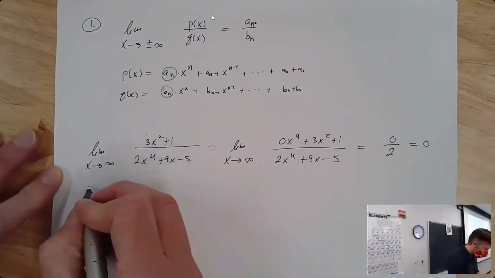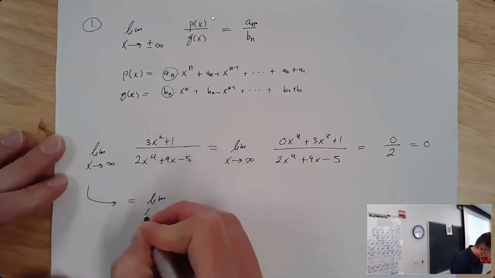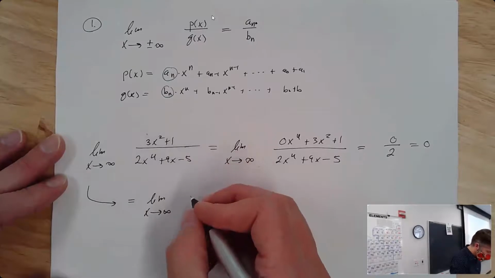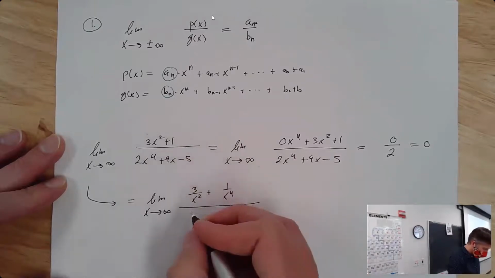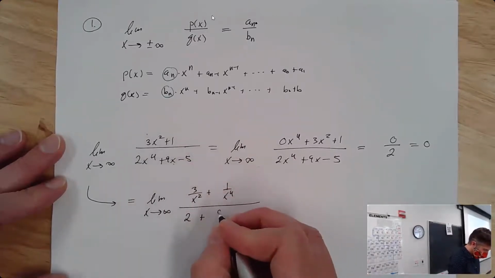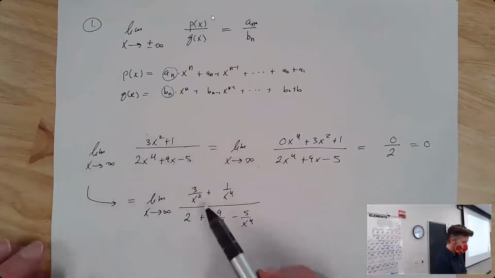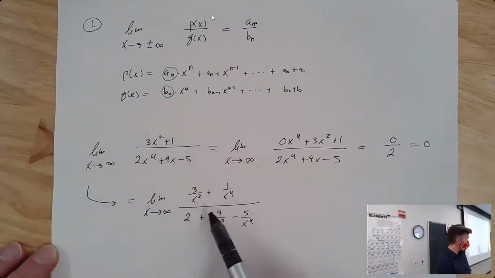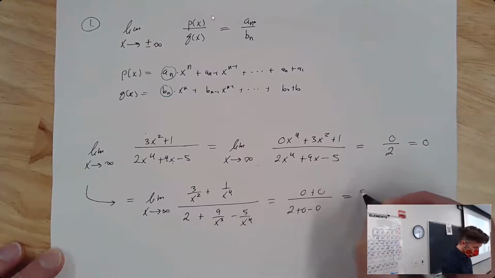So the work I would do to show what this limit is equal to is I would divide everything by x to what power? Right, the highest power of x in the denominator. So I'm going to rewrite this, I'm going to do the work right this time. 3x squared over x to the fourth is 3 divided by x squared. 1 over x to the fourth. And in the denominator, 2x to the fourth over x to the fourth is 2. 9x over x to the fourth is 9 divided by x cubed, minus 5 over x to the fourth. And just like every other time, when things are divided by x to a power and x is getting large, they're going to 0. So this is going to equal 0 plus 0 over 2 plus 0 minus 0, which is 0.